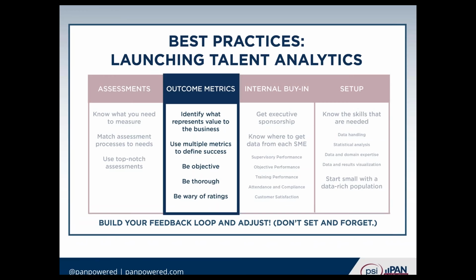So going back to outcome metrics, be objective and wary of ratings. If you know that all of your performance review ratings are a 3 on a 1 to 5 scale, you're not going to get enough variety or variance to really determine whether the assessment is truly differentiating between top and bottom performers. And be thorough. A measurement strategy is only as good as the data you can produce and gather as part of your analysis.